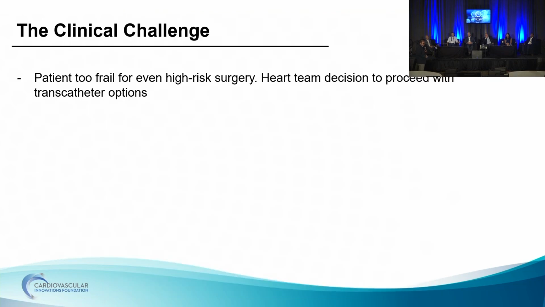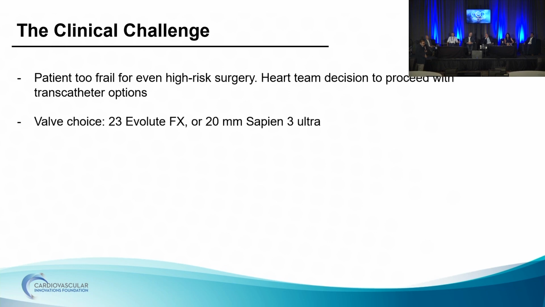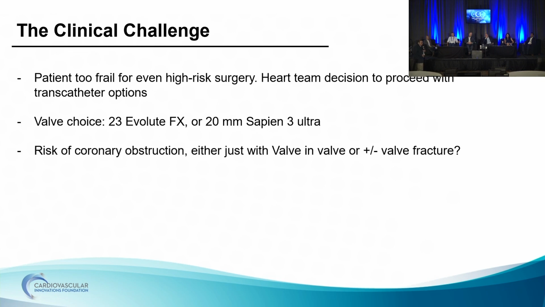So the clinical challenge is the patient is too frail for even high-risk surgery per the surgeons. Heart team to approach with transcatheter options. She has severe MS, severe AS, and she's not a surgical candidate. What is the valve choice here? 23 Evolut FX or 20 Sapien 3 Ultra.